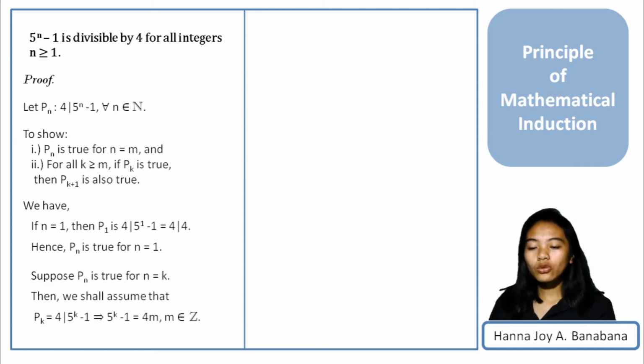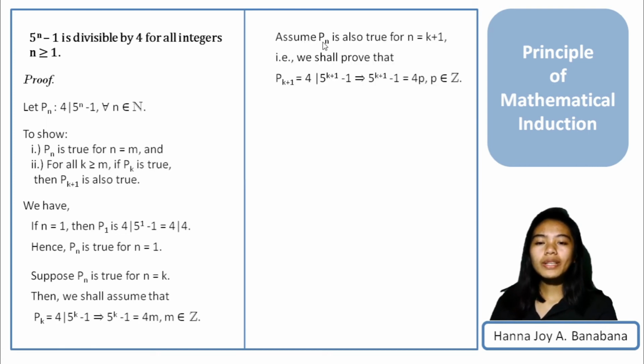Suppose P sub n is true for n equals k. Then we shall assume that P sub k is 4 divides 5 raised to k minus 1, which is the same as saying 5 raised to k minus 1 is equal to 4m, where m is an element of Z, where Z is the set of all integers. 4 and m are the factors of 5 raised to k minus 1.